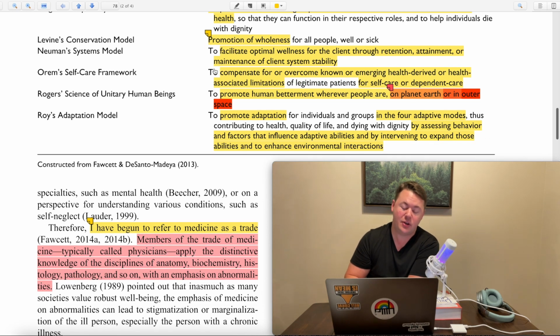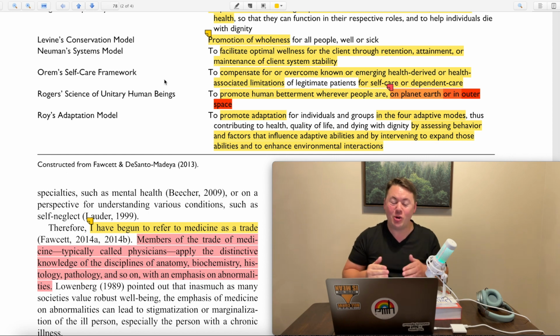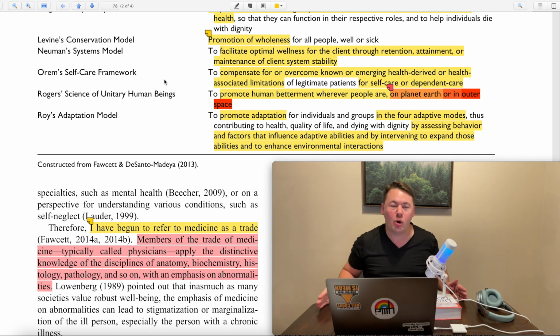Rogers' Science of Unitary Human Beings. Quote, promote human betterment wherever people are, on planet Earth or in outer space. Again, quote, to promote human betterment wherever people are, on planet Earth or in outer space.